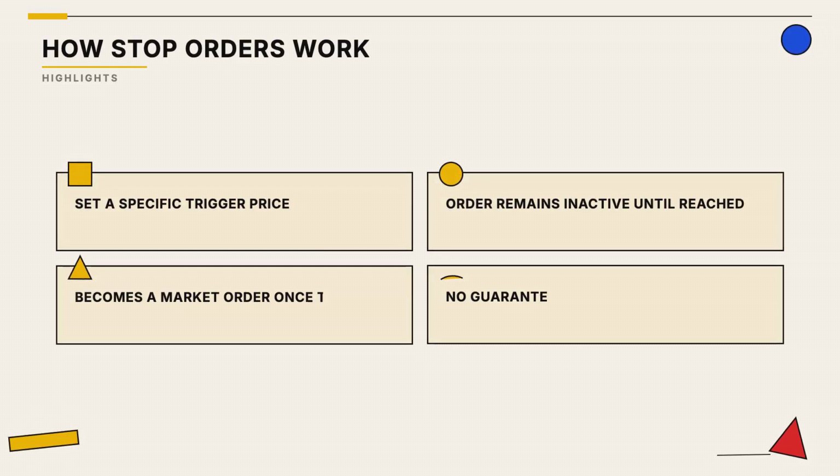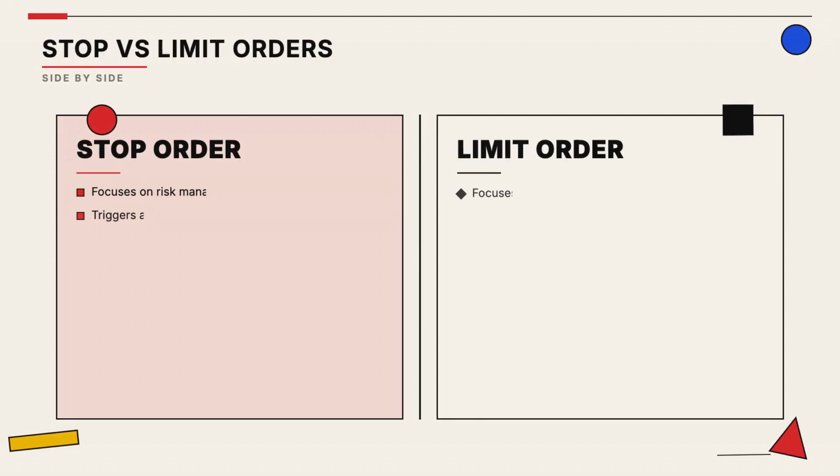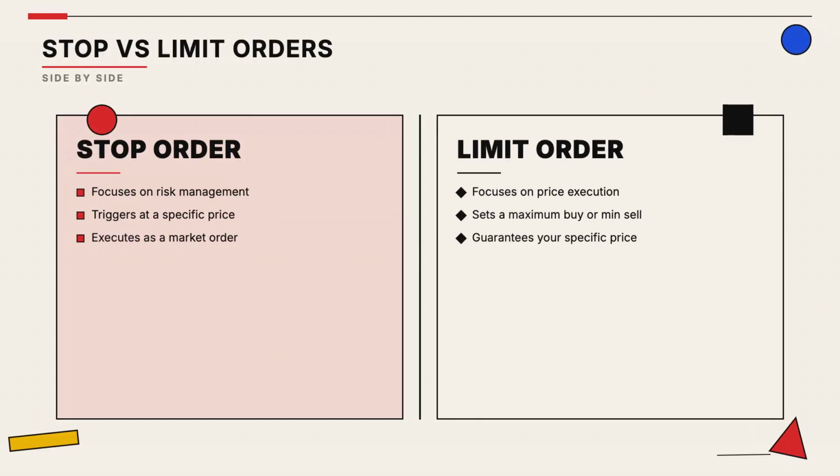Once the market price hits your trigger, the order executes at the best available price, which might differ from your stop price. A stop order is about the trigger event, while a limit order is about ensuring you get the price you want.